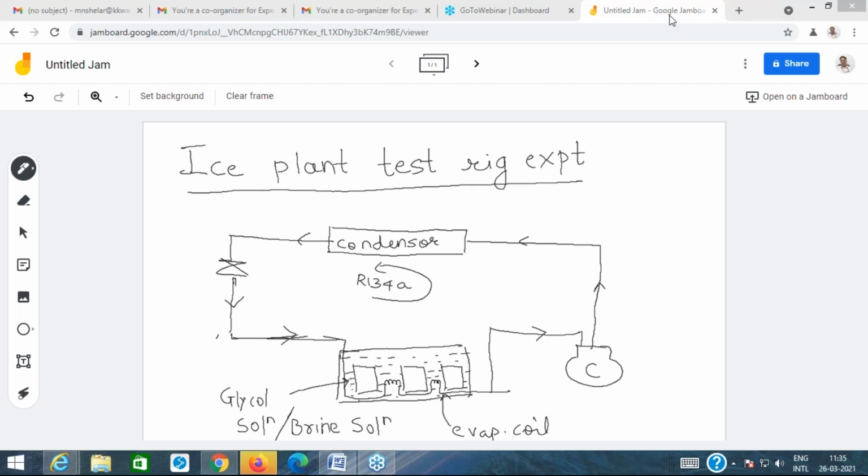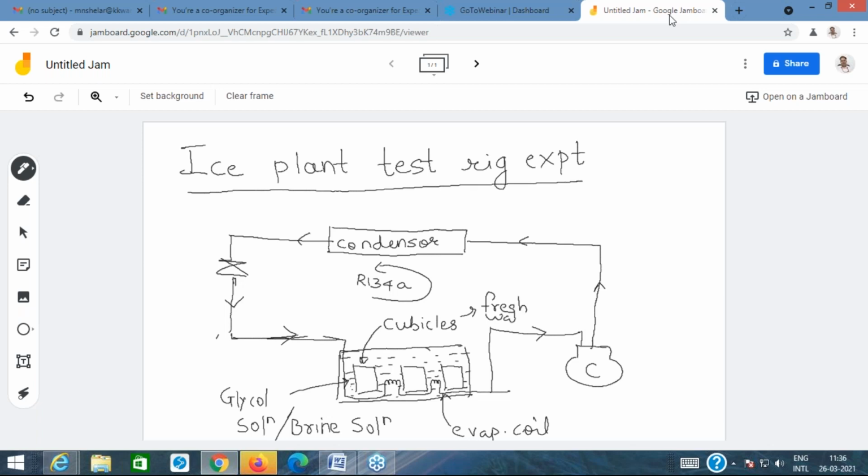To simulate the actual conditions of the factory, we have a small tank, and in this small tank there are cubicles, similar to what you see with the kulfiwala. These cubicles have fresh water in them, and this fresh water would ultimately be converted to ice. You know that fresh water would freeze to ice when the temperatures are taken to negatives.